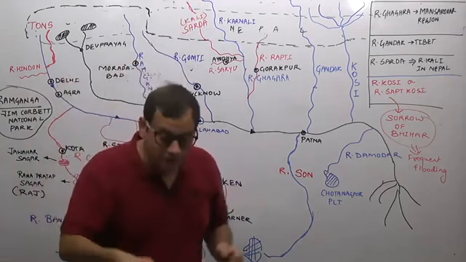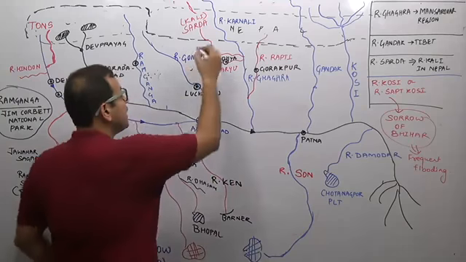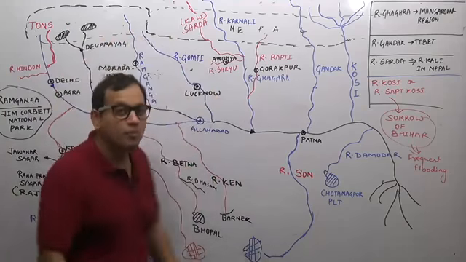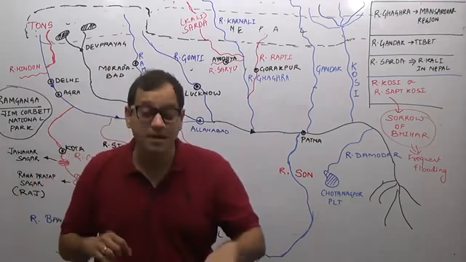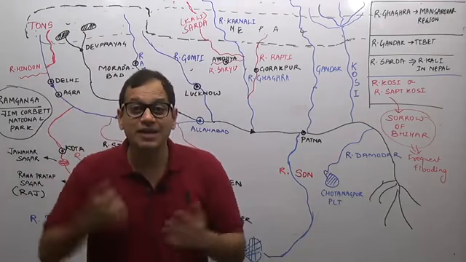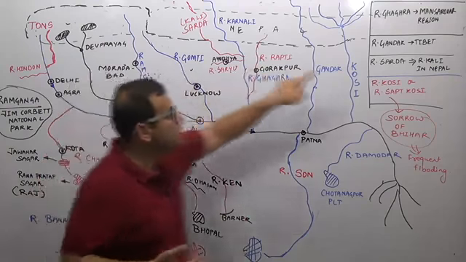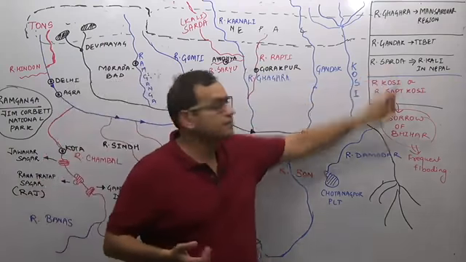Important tributary of River Ghagra is River Kali. River Kali originates in the glaciers of the Trans-Himalayas. Again, it is an important river. River Kali is known as what river in India? River Kali is known as River Sharda in India.